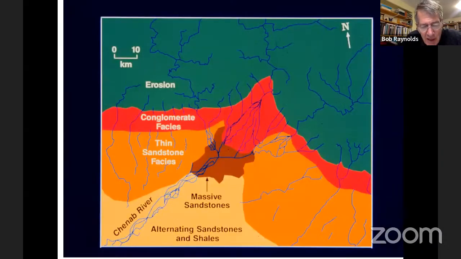We can put this into plan view, and you can see this is a diagram illustrating the Chenab River, illustrating the facies accumulating today in the Chenab River, tributary to the Indus. You can see the sort of reentrant focusing the massive multi-story sandstones, and then thin sandstone adjacent to that, and then the conglomeratic facies that progrades along the top.